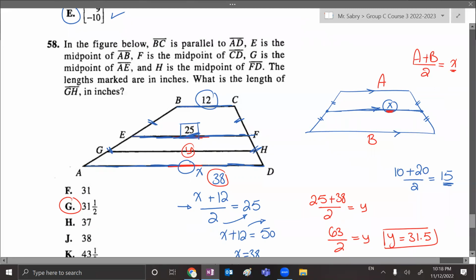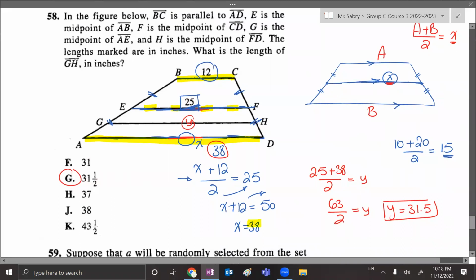So I use this yellow side with this one to get the one in the middle. So I'll do 12 plus x, because I don't know how much this one is, over 2. It should give me the one in the middle, which is 25, and that's how we got the 38. So now I have this side.